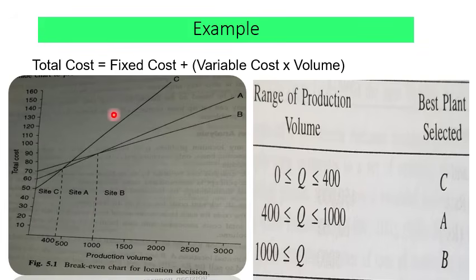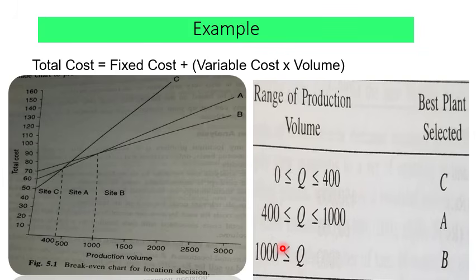So as the volume of production varies, from this graph we can see that if the volume of production is less than or equal to 400, the optimum location is C. As you see, the total cost for C is less than A and B. And as the volume of production is between 400 and 1000, A can be selected, because the line of A is below that of C and B within this range.